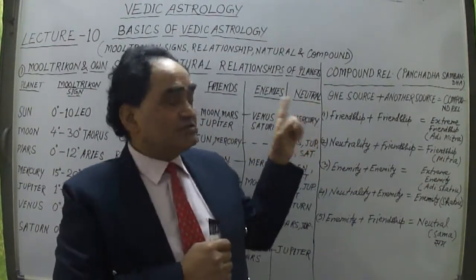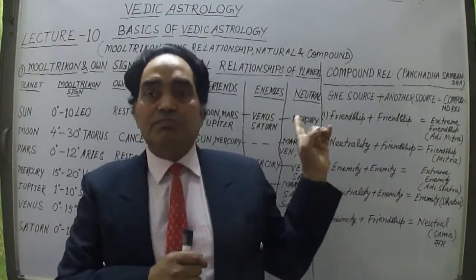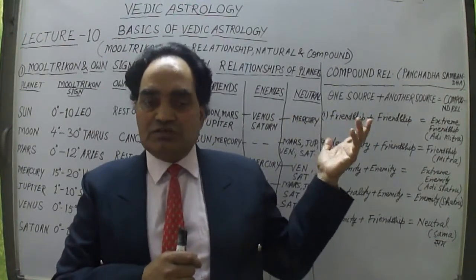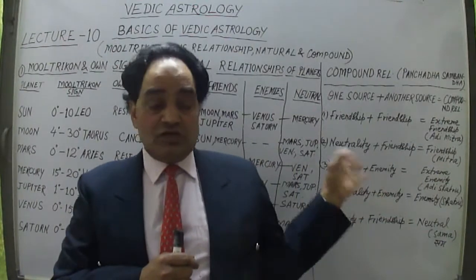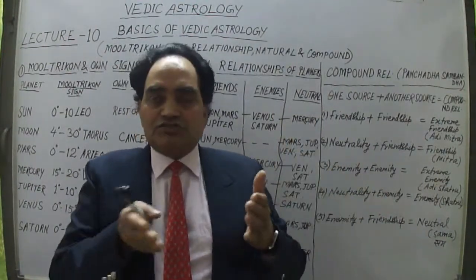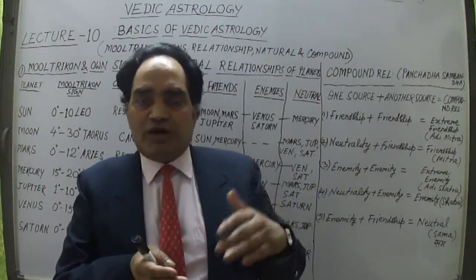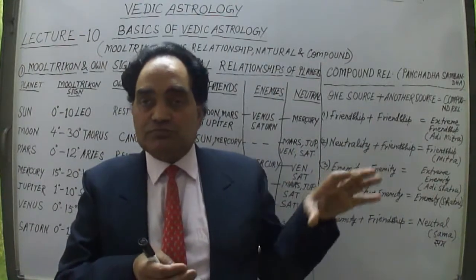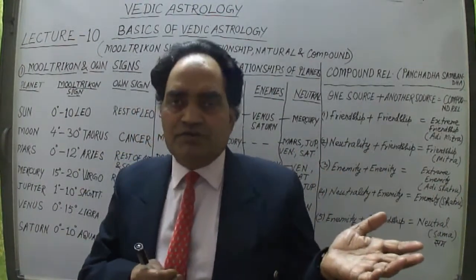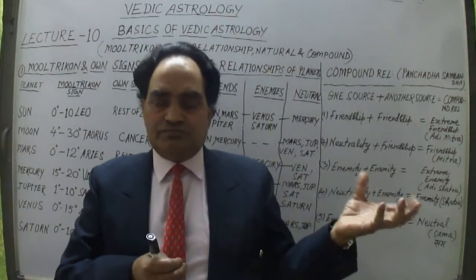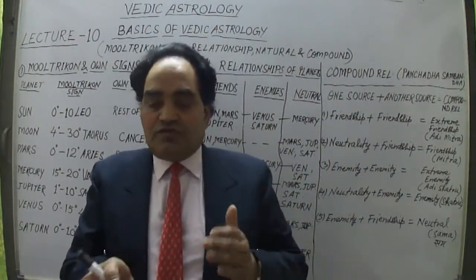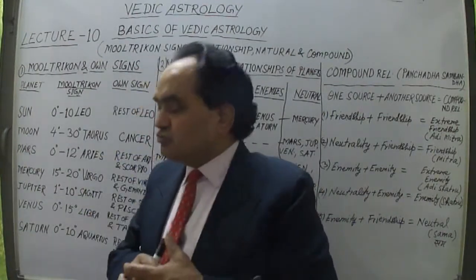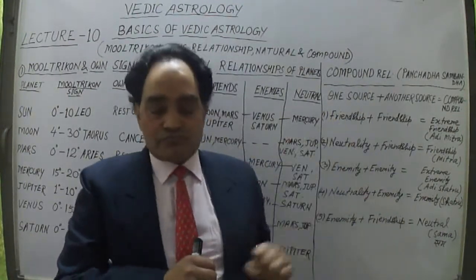The third kind of relationship I have taken here is the Panchada relationship. Panchada means 5 types of relationship. Out of the natural relationship, we form these 5 types of compound or combined relationship, the Panchada relationship. Those relationships I will talk about.